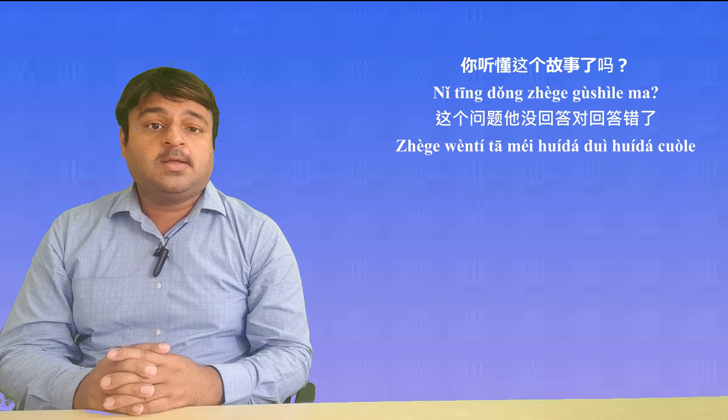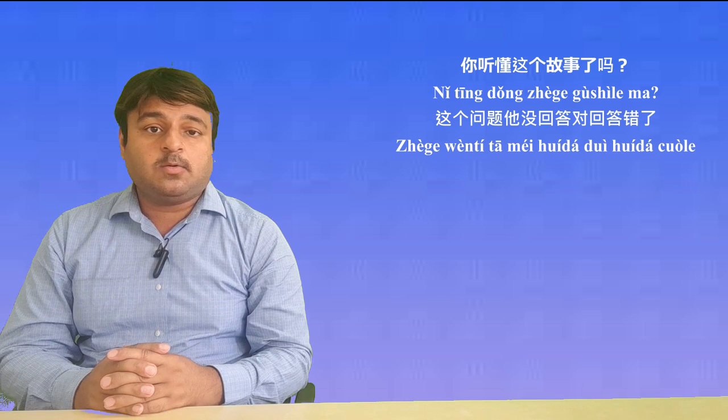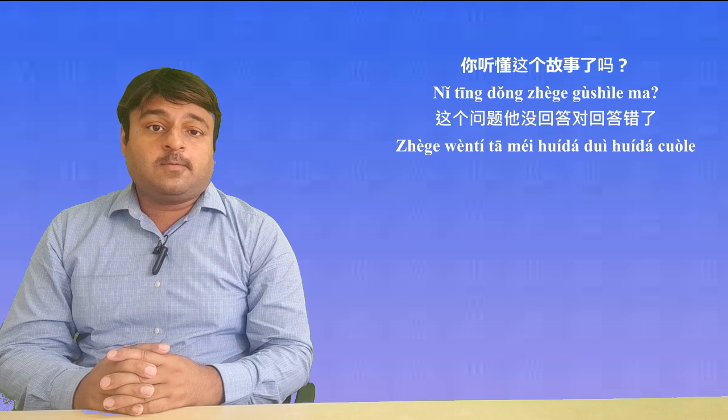这个问题他没回答对，回答错了。So, three points from these two sentences. First, if there is le in the sentence, it has to be placed after the resultative complement. If there is a negation of a sentence with a resultative complement, we have to use méi or méiyǒu. And a resultative complement can either be a verb formation or a verb and an adjective formation.